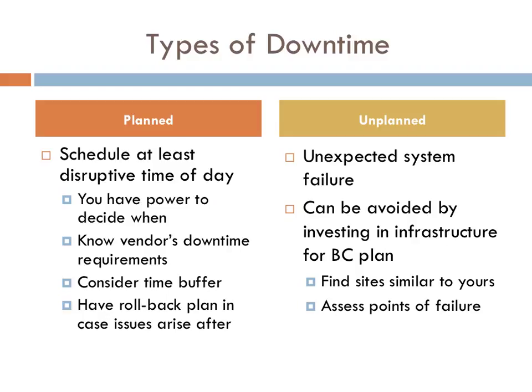Downtime can be planned or unplanned and can be as short as 5 minutes or as long as 8 hours. Planned downtime is usually in the form of a patch installation or a software upgrade, and it is usually scheduled at the least disruptive time of the day for the facility. You have the power to decide when the downtime is. It is important for you to know the vendor's downtime requirements.